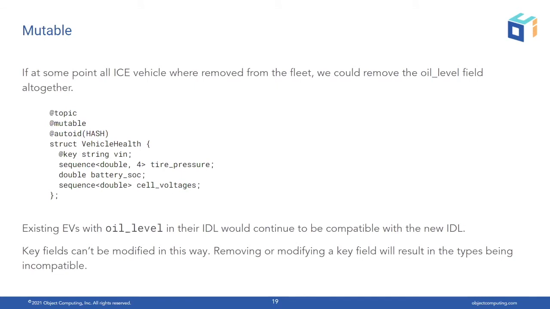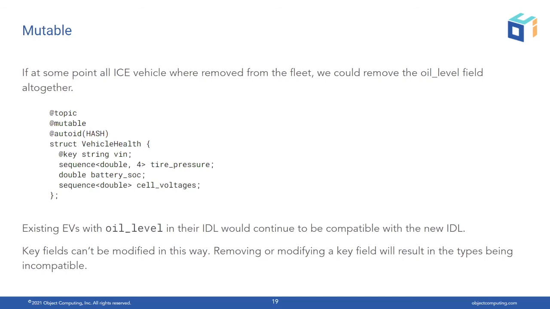So another benefit about mutable is that if at some point in the future, all the gasoline and diesel vehicles were removed from the fleet, we could remove oil level, which is only applicable to internal combustion engine vehicles, altogether. And the benefit of mutable is we don't have to modify the existing IDL in the existing EVs.